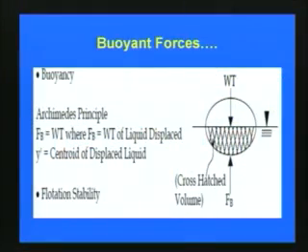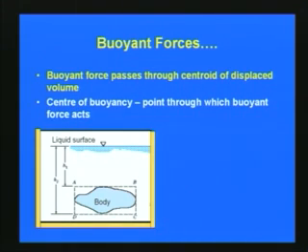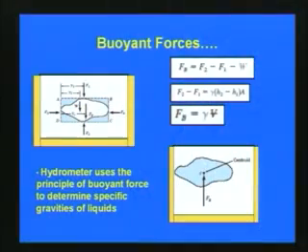So we can equate the buoyant force to the weight of liquid displaced, and then we can apply this theory to many engineering problems. The point through which the buoyant force acts is called the center of buoyancy, and the buoyant force passes through the centroid of the displaced volume. That also we have seen in the last lecture. So FB is equal to gamma into the volume, where this is the volume of displaced liquid.